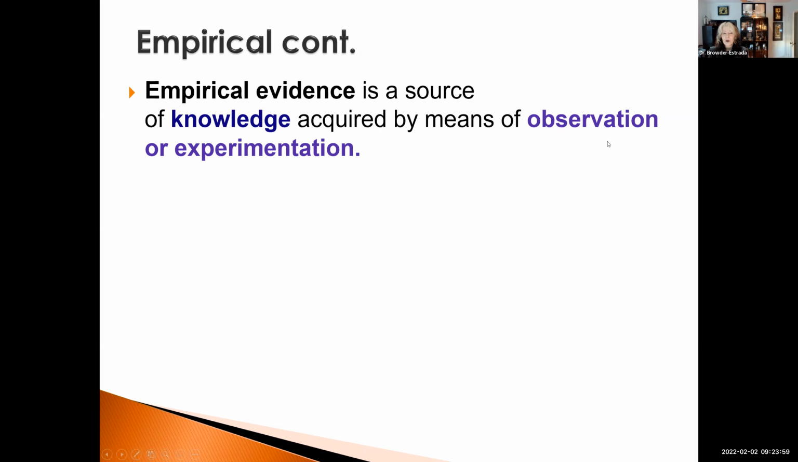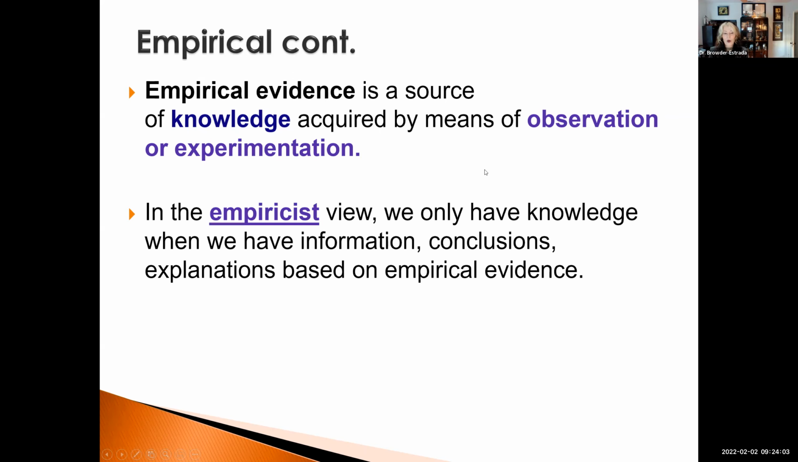So observation or experimentation. While we do that, then we're going to have the data that we cut up from it. How often did that happen? When did it happen? What did it weigh? How fast was it going? What happened when you turned it on? What happened when you turned it off, right? We're very familiar with these. So in an empiricist view or a scientific view, we only have knowledge when we have information, conclusions, and explanations that are based on empirical evidence.